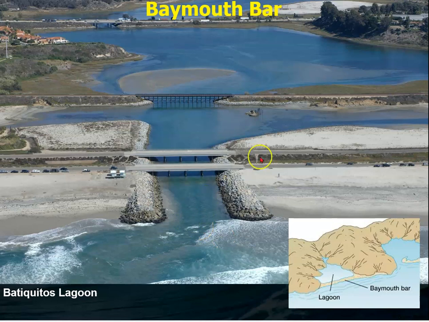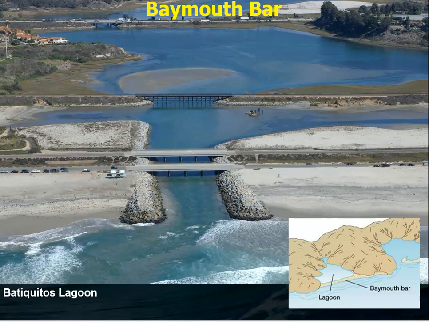Now, Batiquitos had a baymouth bar going across it, but what they've done is they put in these jetties to encourage the tidal flow back and forth to kind of flush it out and to kind of block the sediments from blocking the entrance to the lagoon. And they do this because there's recreational activities back there. You can see how shallow this is. This is filling with sediments. I don't believe they're dredging Batiquitos, but they could be.